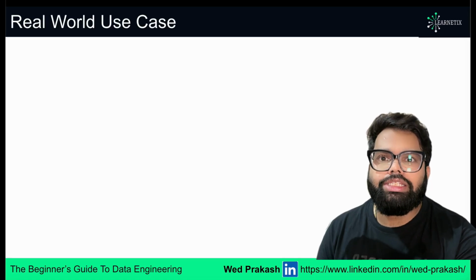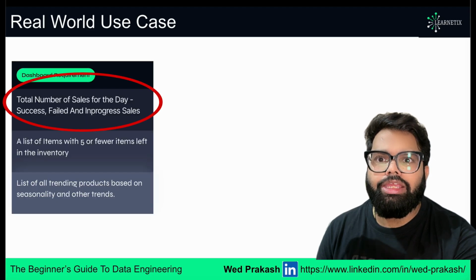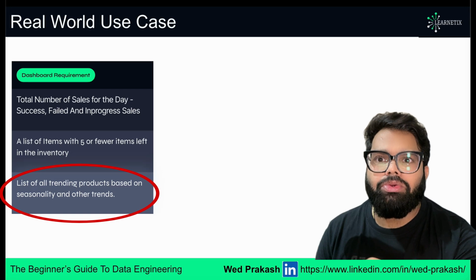The KPIs that Joya needs in the dashboard are something like this: total number of sales for the day broken down into status, such as successful, failed and in progress sales. A list of products with 5 or fewer items left in the inventory so we don't go out of stock unexpectedly, and a list of trending products based on seasonality and other trends. The ones people are loving, so the inventory team can overstock those items and we do not miss sales opportunities.